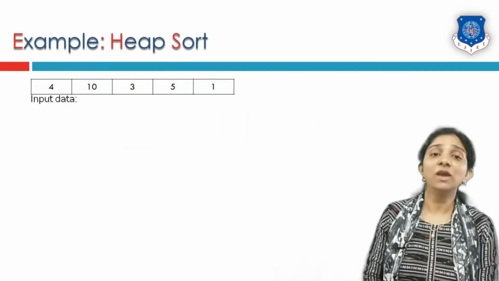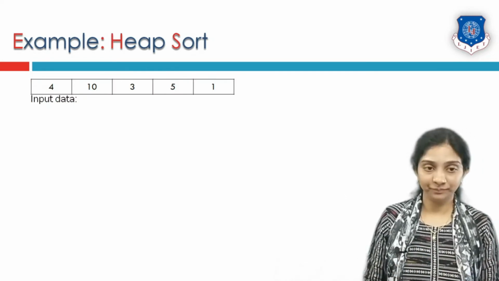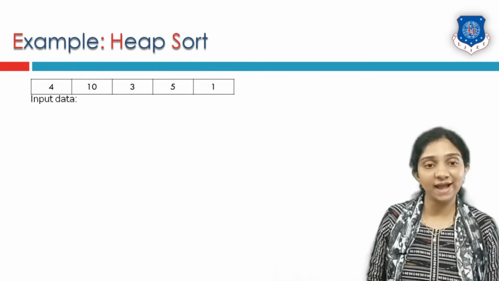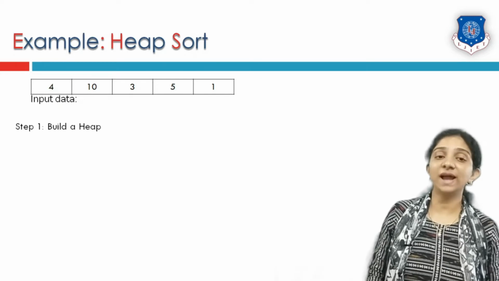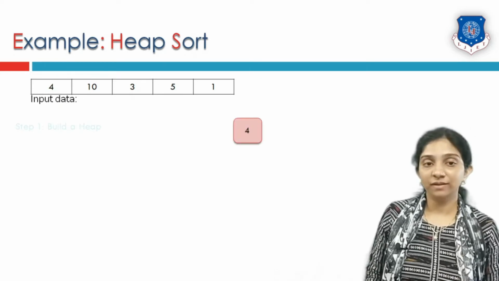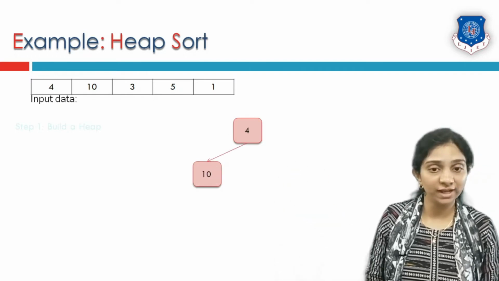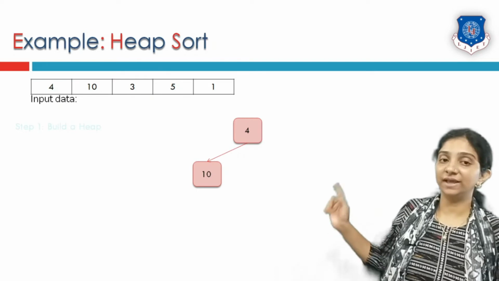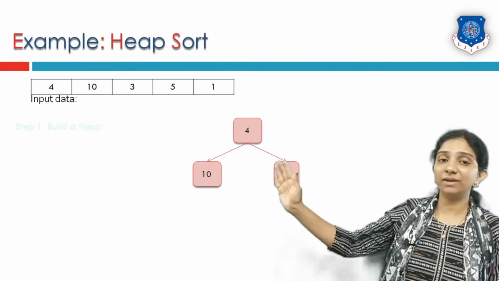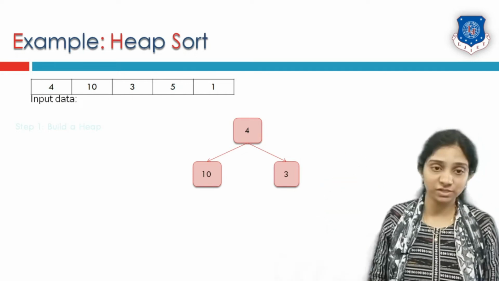So let us see the working of heap sort with the help of an example, where the input consists of 5 elements of an array. First we have to build a heap, so let us start building it. The very first element is at index 0, which is your root element. The left child is 10, the right child is 3. I am going to read elements from left to right and try to fit them in a tree structure.